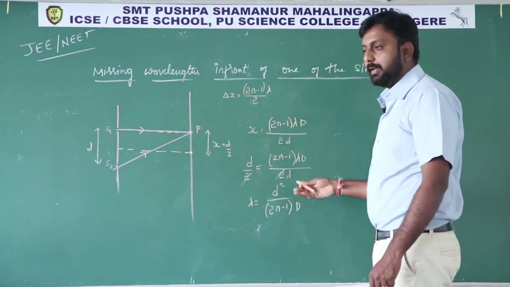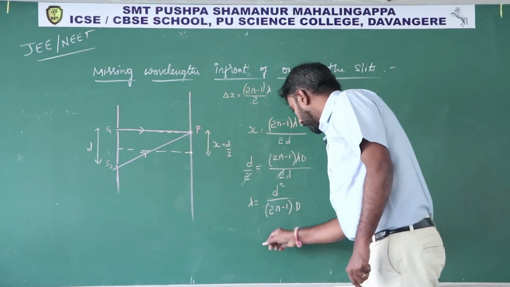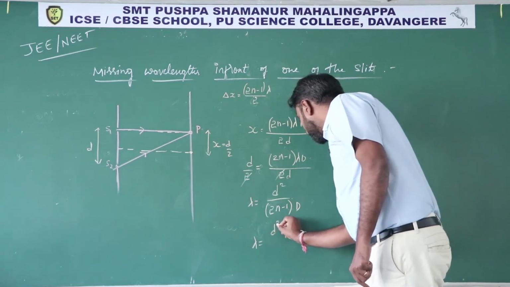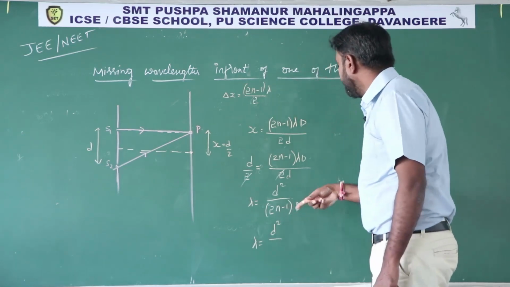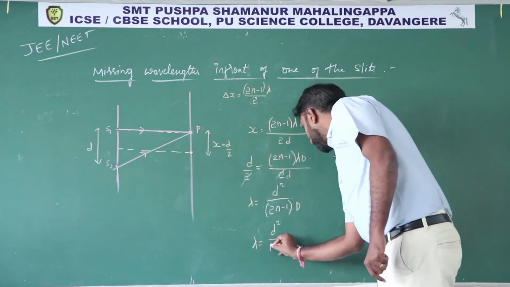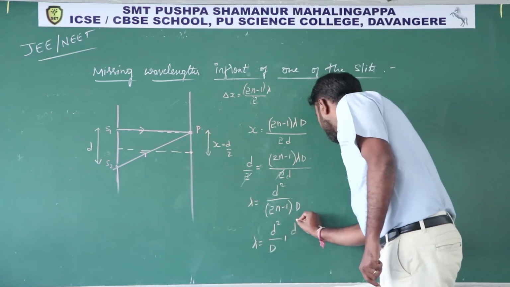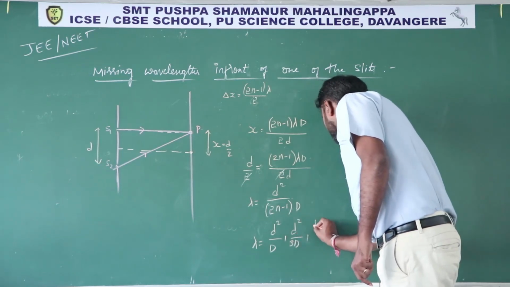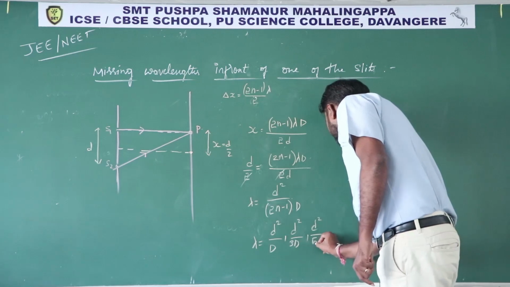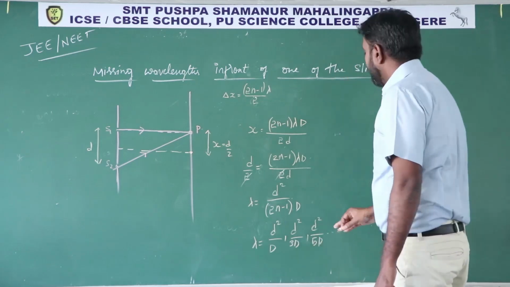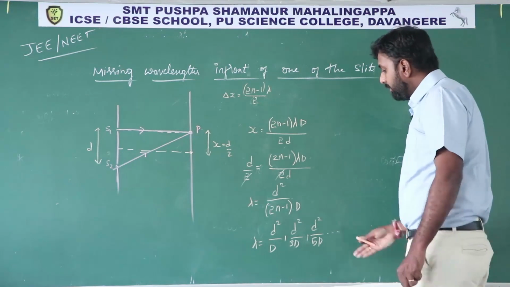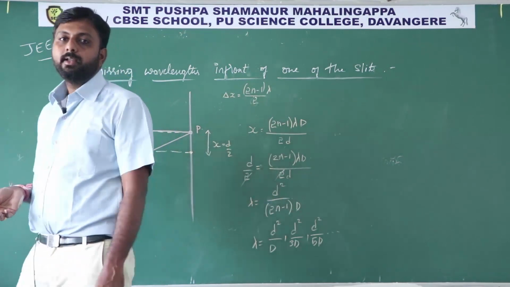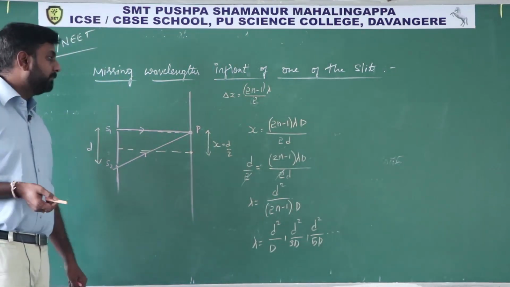If you substitute the values 1, 2 and so on in the place of n, you will get the corresponding wavelength lambda. By substituting 1, d square by capital D. Next, if you substitute 2, d square by 3D, d square by 5D, and so on. In this way you will get the wavelengths that form a dark fringe at point P. So those wavelengths are called missing wavelengths.